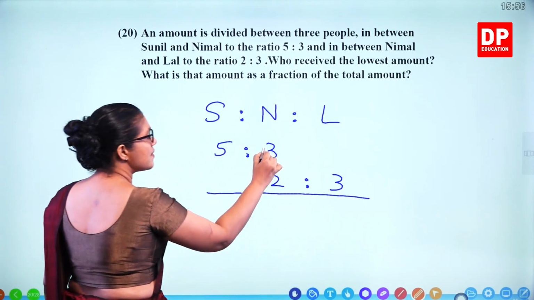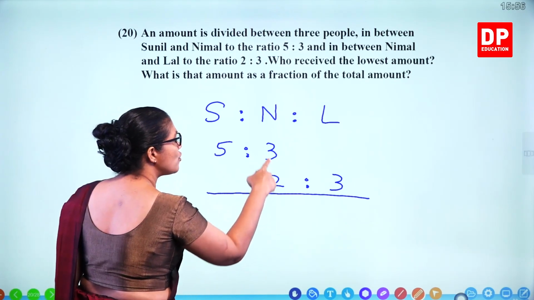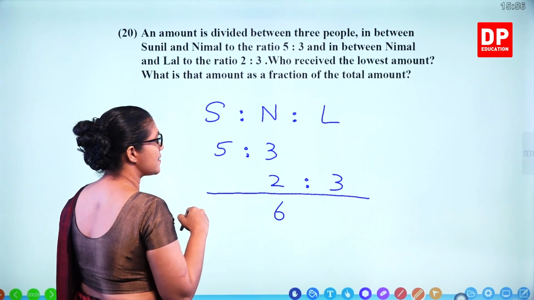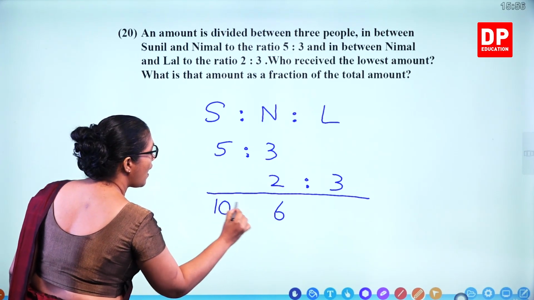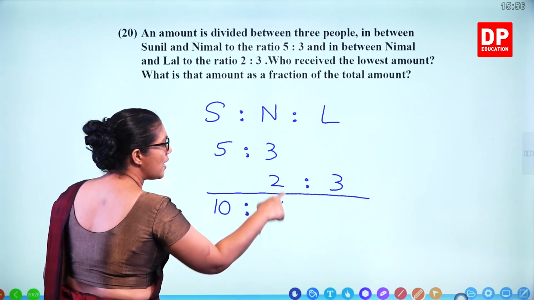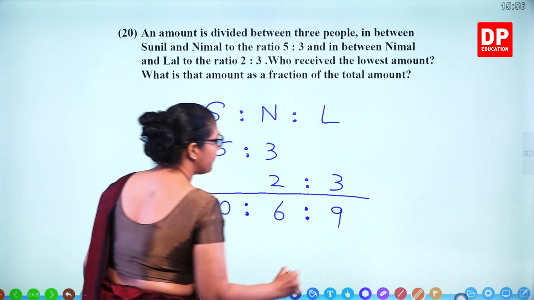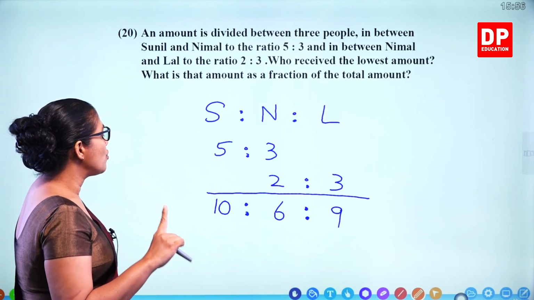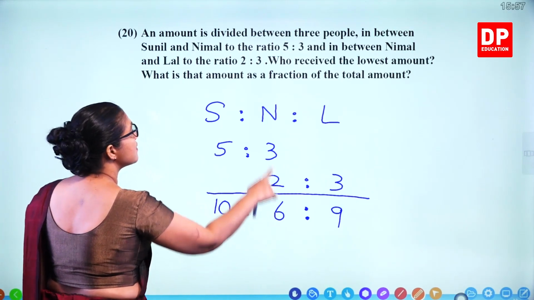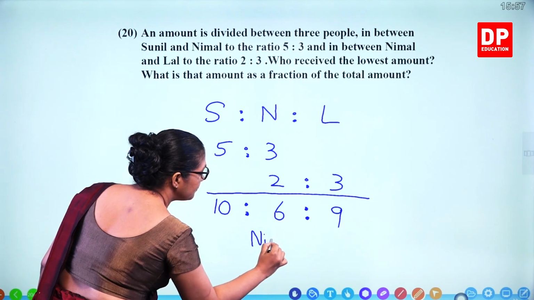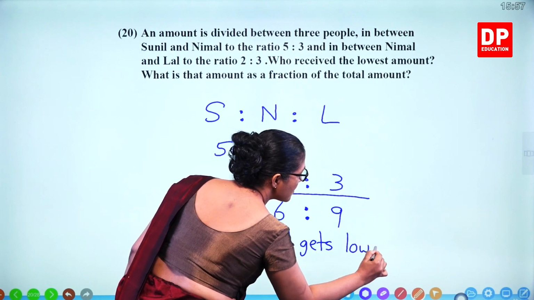Now, both ratios are given, so you have to find the lowest common multiple. 3 and 2, what's the lowest common multiple? 6. Convert to 6, that means you have to multiply this by 2. 2 times 5, 10. Here you have to multiply this by 3. 3 times 3, 9. So the common ratio, 10 to 6 to 9. So who gets the lowest amount? 6. That's Nimal. He gets the lowest amount.